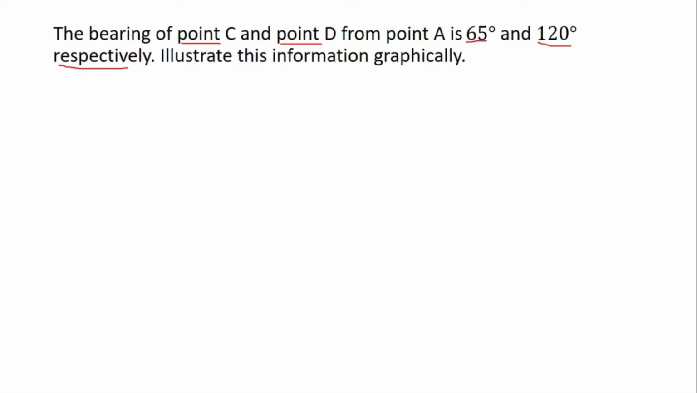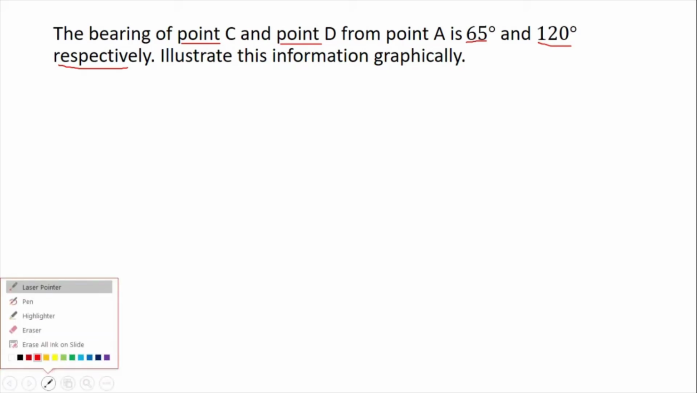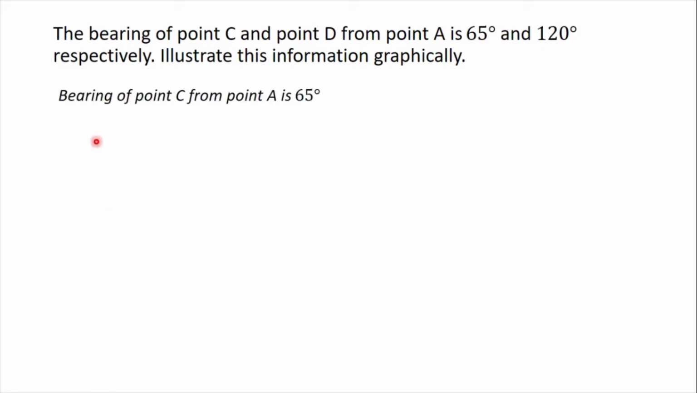So from this question, we can see that we have two bearings here. The first one is the bearing of point C from point A, which is 65 degrees. And the second one is the bearing of point D from point A, which is 120 degrees. And we are supposed to represent these two bearings on the same diagram. So when you have this, how do you do it?